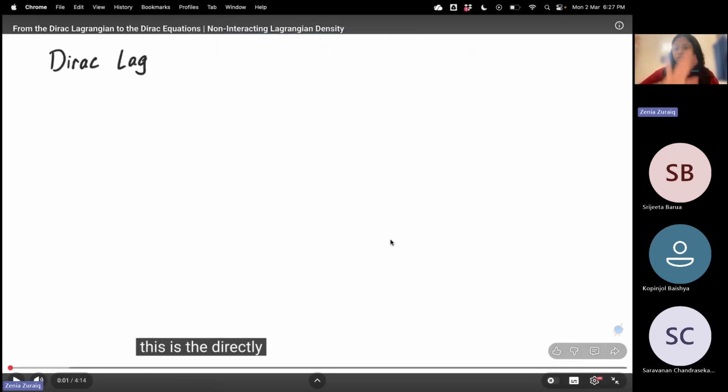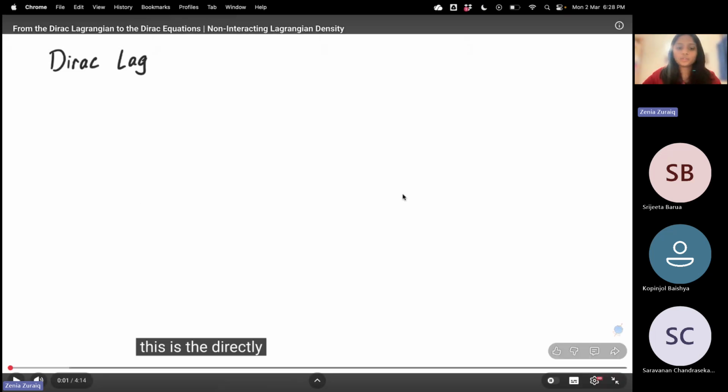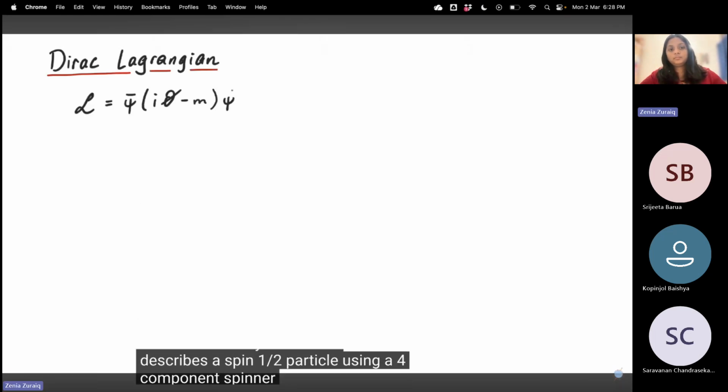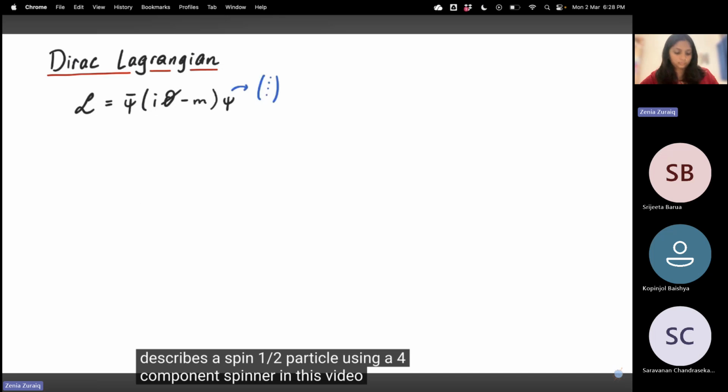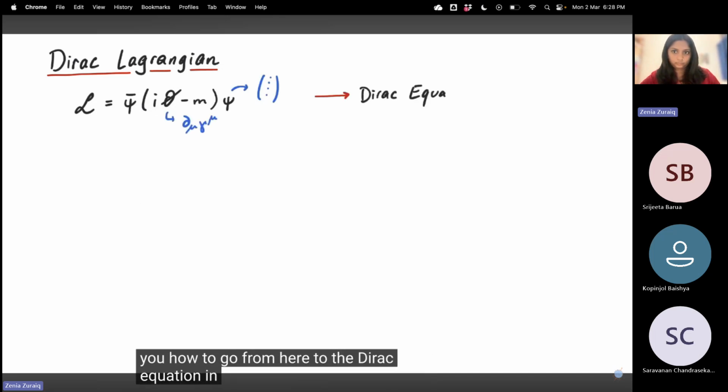So we already saw what the Dirac equation should be like based on this A, B kind of formalism, but here from the Lagrangian, how it looks. The Lagrangian describes a spin 1/2 particle using a 4-component spinor. In this video, we show you how to go from here to the Dirac equation.